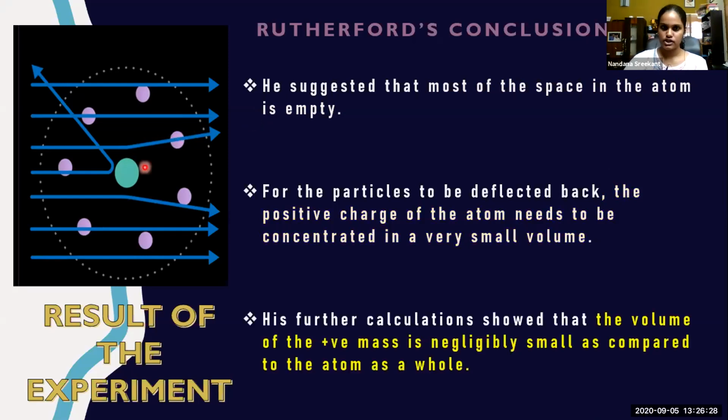His further calculations showed that the volume of the positive mass is negligibly small as compared to the atom as a whole. So here you see the whole atom, these dotted circles, and this is the central positive charge mass that he found in his nuclear atom model. So this is extremely small as compared to the whole atom. These are his conclusions.